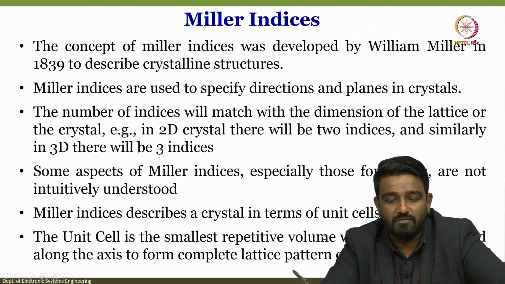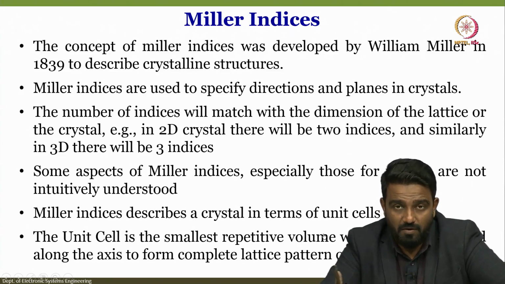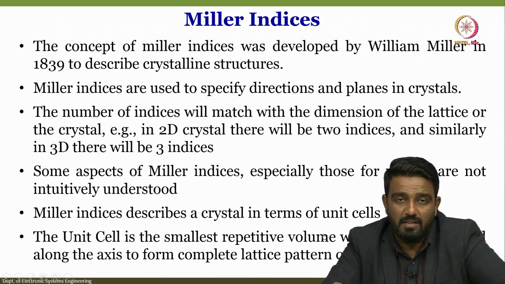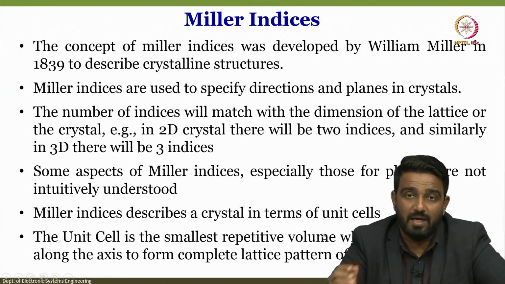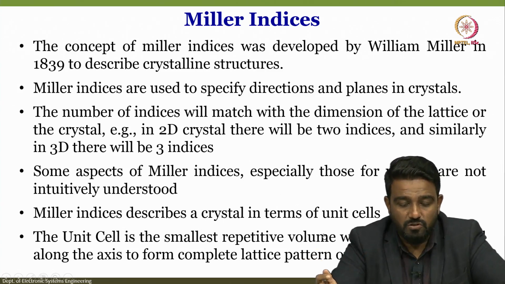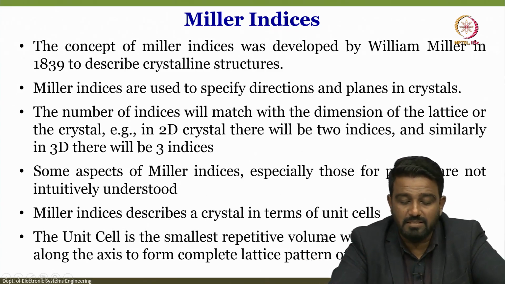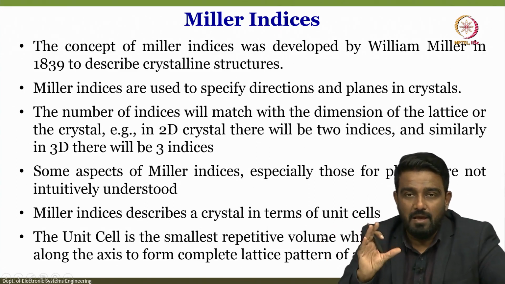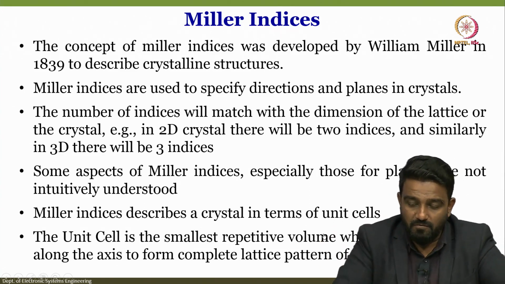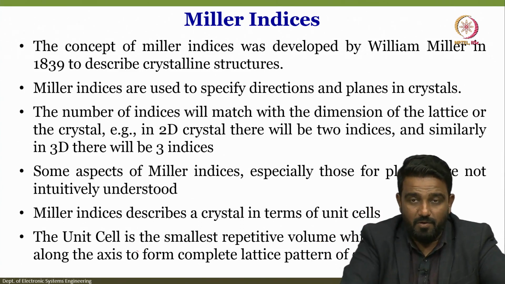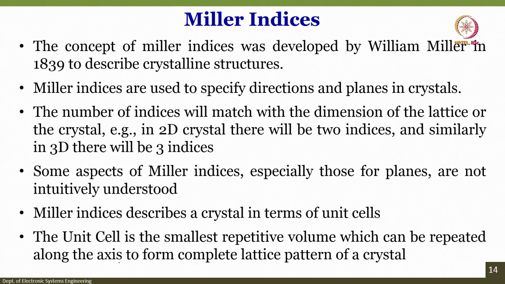Now, the Miller indices. William Hallowes Miller, in 1839, helped to define and describe crystal structures, and Miller indices are used to specify the directions and planes in a crystal. Miller indices describe the crystal in terms of the unit cell. If you see the screen behind me, the unit cell is the smallest repetitive volume which can be repeated along the axes to form the complete lattice pattern.